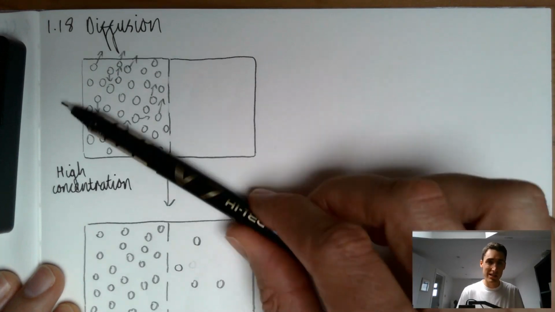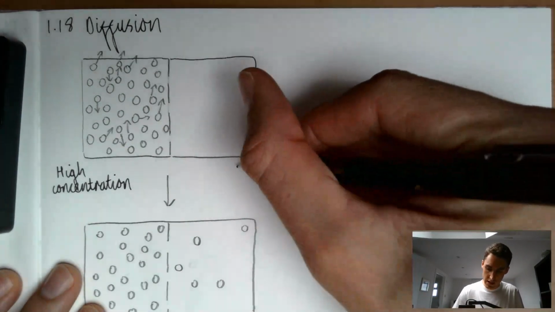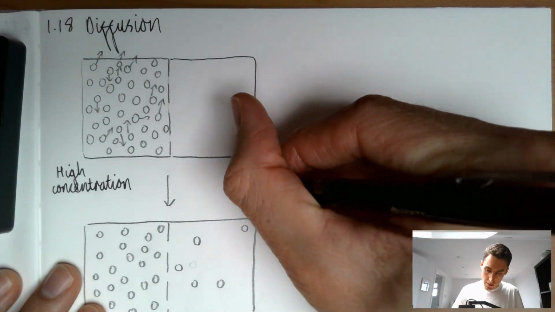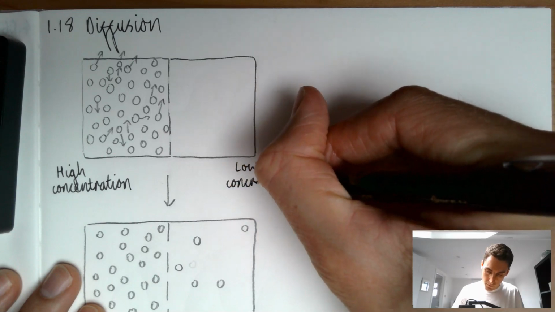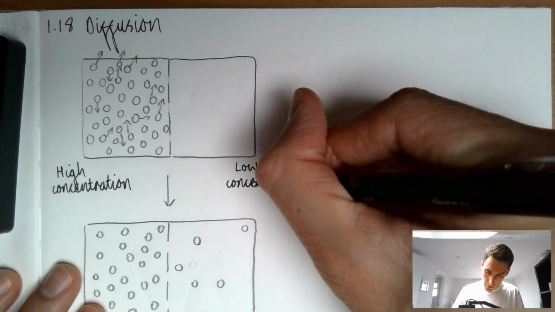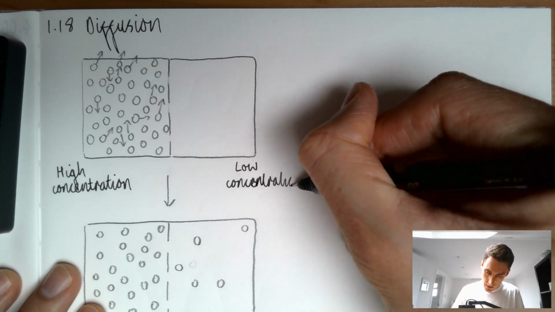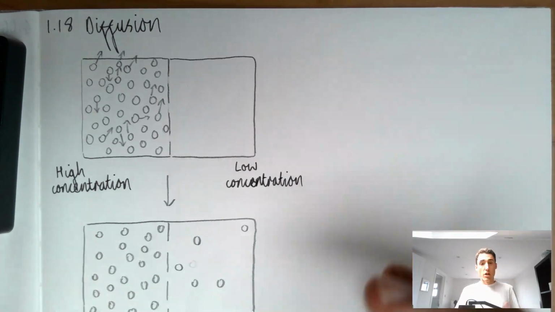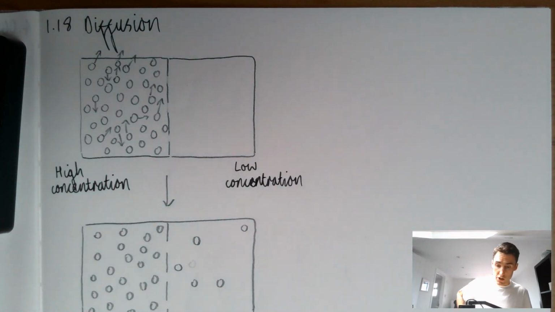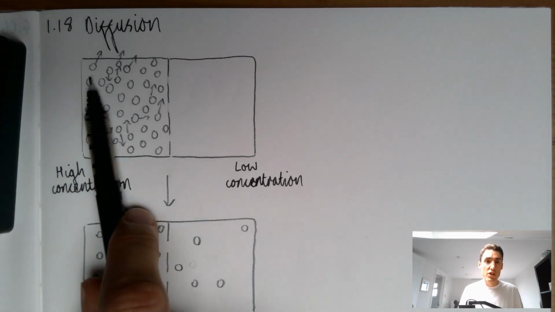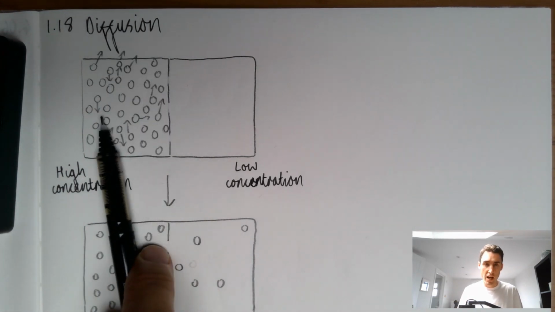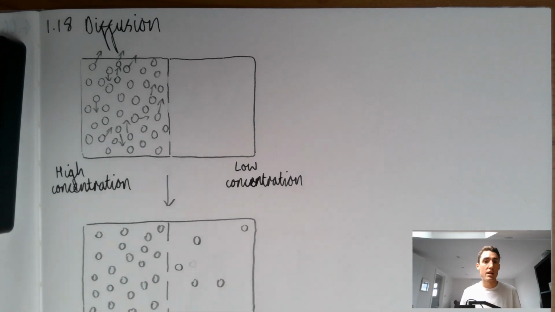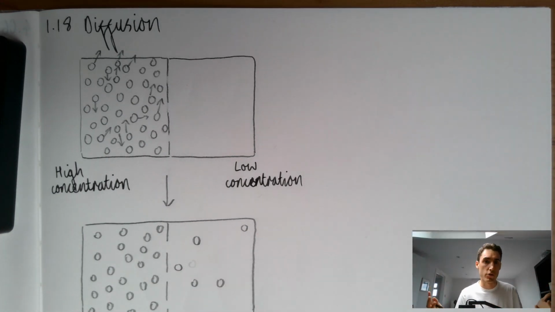But this is a very high concentration over here, and this is a very low concentration. Depending on your group, you might want to introduce this idea of concentration gradient if there's a huge difference between the concentration here and the concentration over here. That's what we call a large concentration gradient.